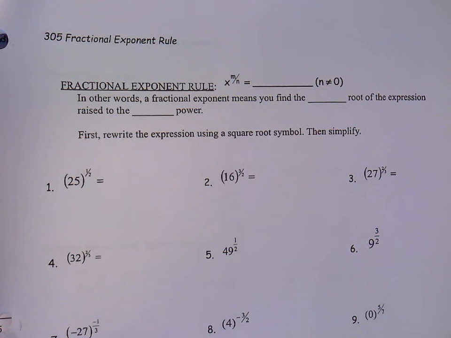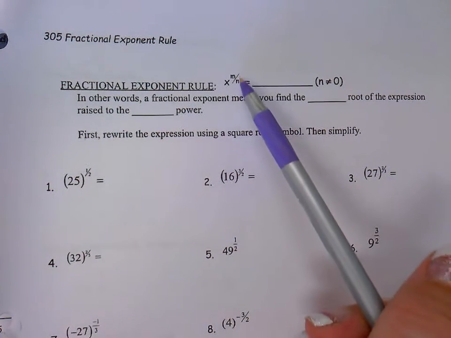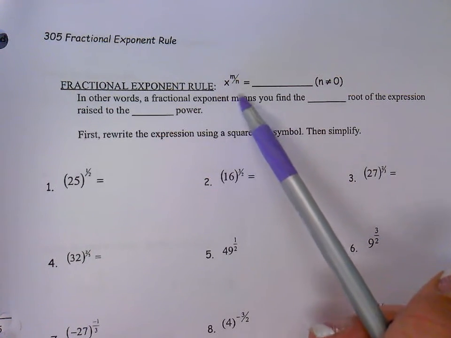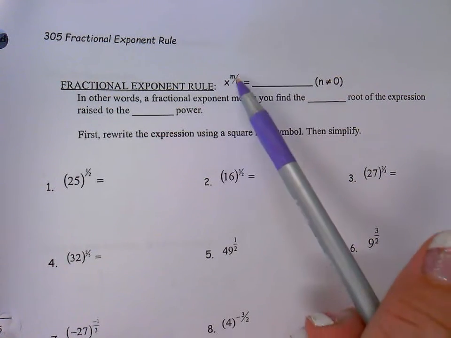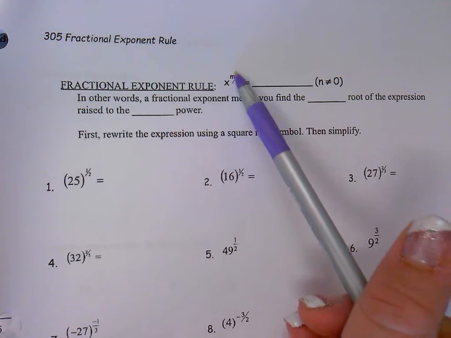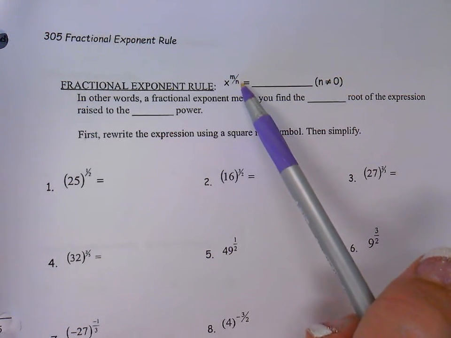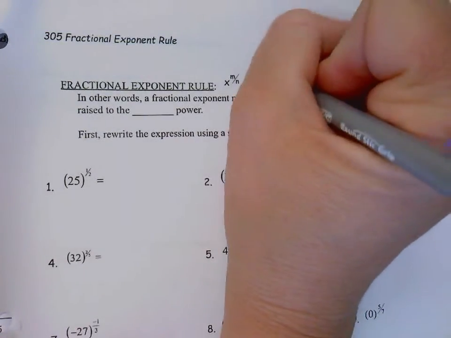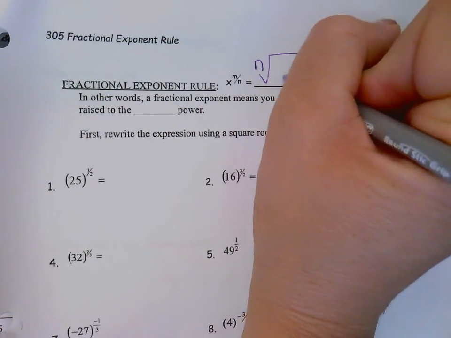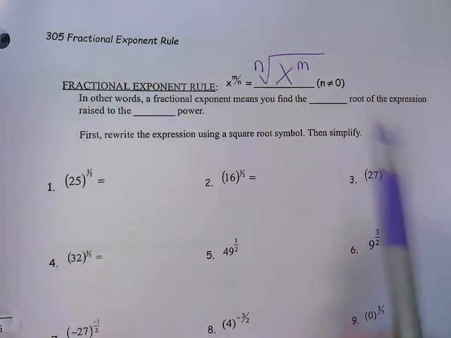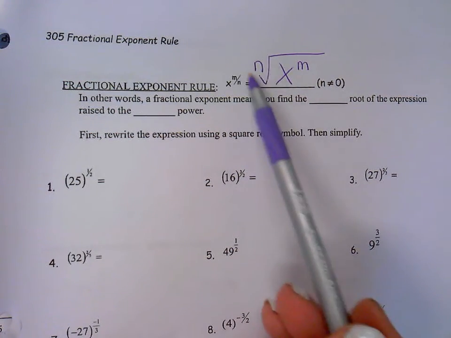So I wanted to define it for you in case you'd never seen it before, but the fractional exponent rule basically takes it and writes it as a radical. So before, we've only ever had a numerator. Now this denominator is in charge of the radical. So this is really the nth root of x to the mth power. So it makes it into a radical.